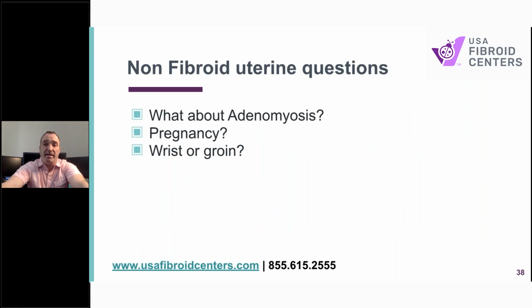So I just added in a couple questions that I get a lot. What about adenomyosis? So I showed earlier, adenomyosis is the cousin of endometriosis. So it's ingrowth of the inner lining. And what we have shown is that this procedure can be effective against adenomyosis. It's just not as effective as for fibroid disease, which is one of the main reasons why we get imaging beforehand. We want to know what we're dealing with.